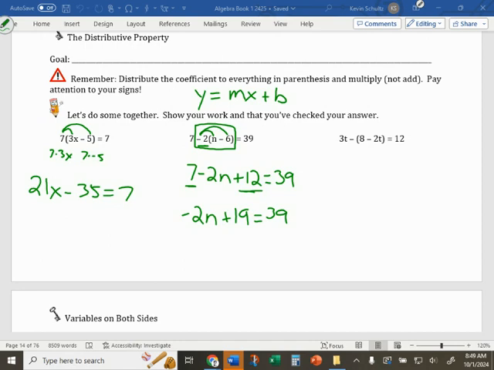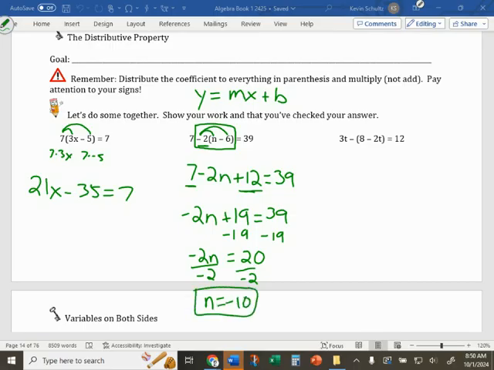But what do we do? Start with addition, subtraction, do the opposite. What does that mean? Subtract 19 from both sides. We get negative 2n equals 20. And then you divide both sides by negative 2, and we get n equals negative 10.